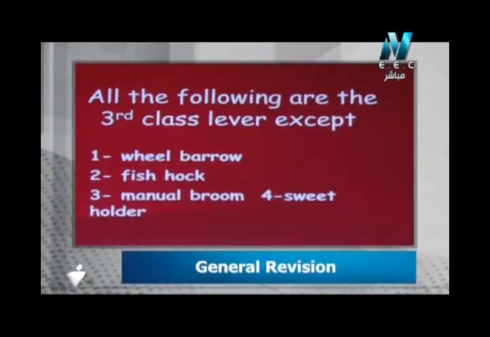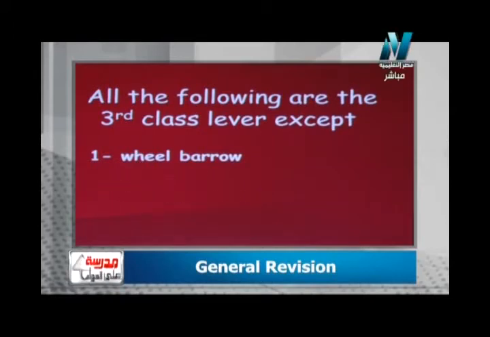اقرا كل الاختيارات. The first question says that all the following are from the third class lever except. كل الحاجات اللي جايه دي أو كل الليفرز من الثيرد كلاس ليفر إكسبت ويل بارو، فيش هوك، مانوال بروم، سويت هولدر. كل الليفر دي من النوع الثالث. لكن مين هو اللي مش من النوع الثالث؟ Because I have here except. All the following are the third class levers except. Surely it will be the wheelbarrow. Wheelbarrow أو عربة الحديقة we know it's a second class lever.